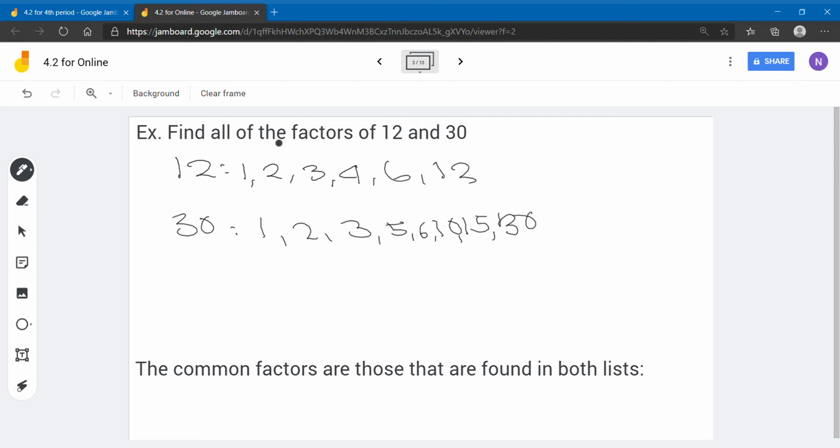You can see when you compare the top and the bottom, they share some numbers, right? And those numbers that they both share are what we call common factors. So let's list the common factors of 12 and 30. It's 1, 2, 3, no 4, no 5, 6, and then that's it. So those are all the common factors of 12 and 30: 1, 2, 3, and 6.